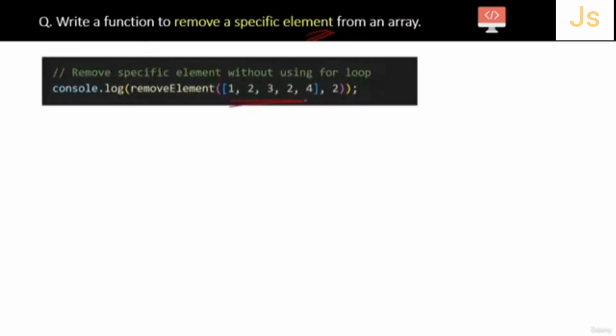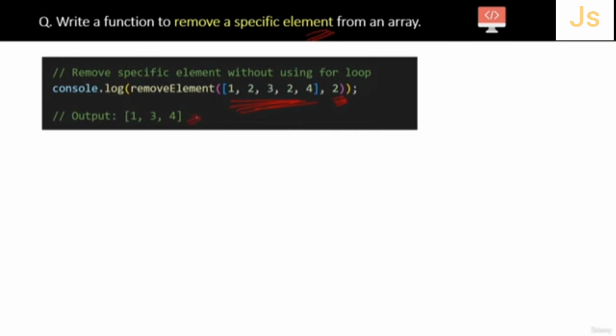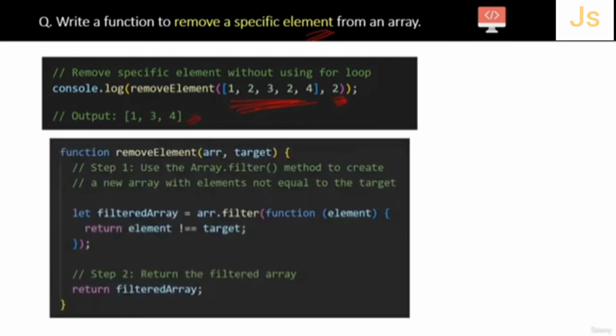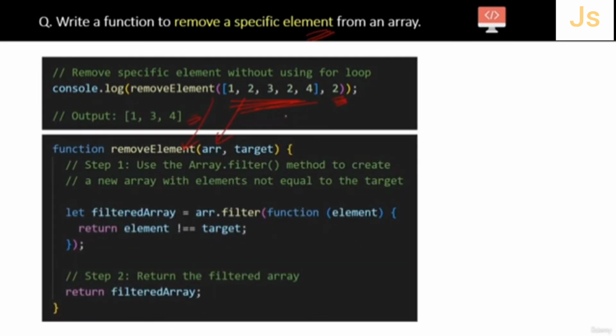Write a function to remove a specific element from an array. For example, you have this array of elements and you want to remove this target element 2 from the array, and the output should be something like this after removing, right? For that, we will create one function and pass the original array and the target element to be removed like this. Now inside this, we will use the array.filter method, which will accept all the elements of the array in the parameter one by one.